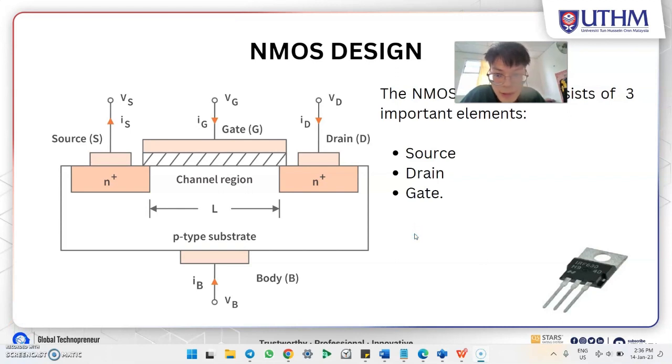So the phase transistor consists of two types. The first type is the NMOS and the second type is the PMOS. I will talk about the NMOS and Shikin will talk about PMOS at the following slide. The NMOS transistor consists of three important elements. So the first is the source, the second one is the drain, and the third one is the gate.